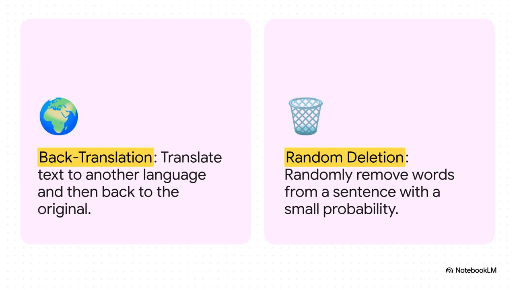And it gets even more creative. There's this really cool hack called back translation. You take your English sentence, run it through a translator to, say, Spanish, and then translate it right back to English. You often get a slightly different sentence that means the same thing, a perfect paraphrase. Or you can just randomly delete a few words. That sounds a little destructive, but it actually forces the model to get way better at figuring out the meaning from the context of the words that are left.